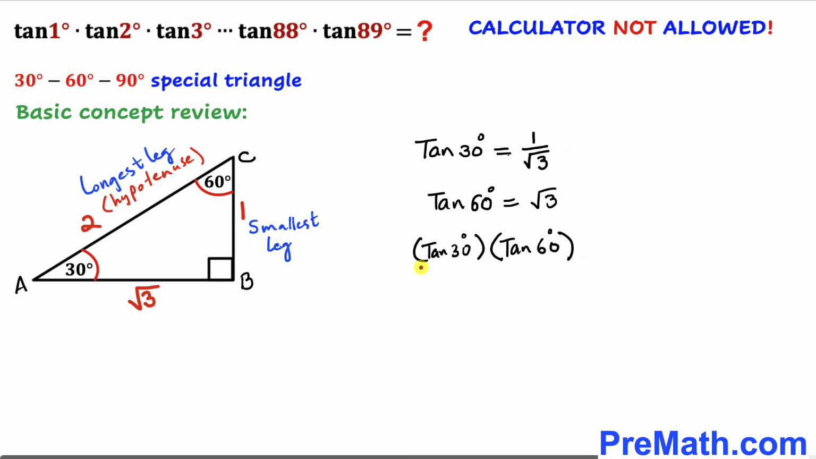Now we are going to multiply out tangent of 30 degrees and tangent of 60 degrees. We know the tangent of 30 degrees is 1 divided by the square root of 3, and the tangent of 60 degrees is simply the square root of 3. If we multiply these two values, we are going to get simply 1. So we conclude that tangent of 30 degrees times tangent of 60 degrees is equal to 1.